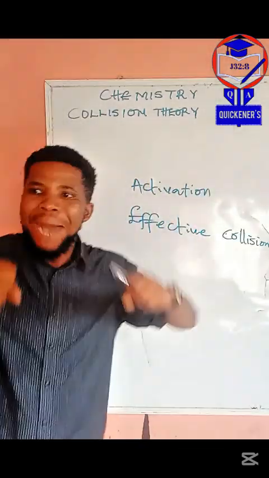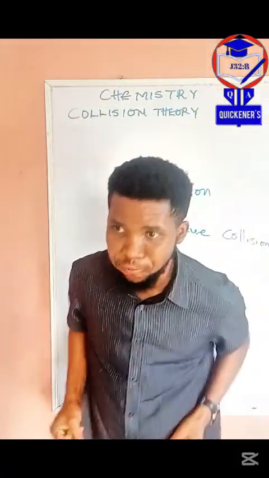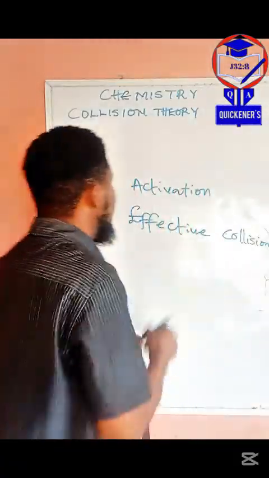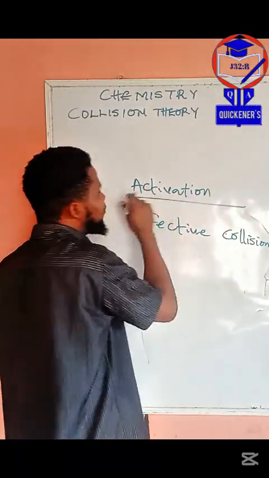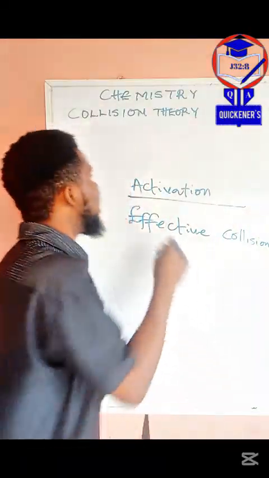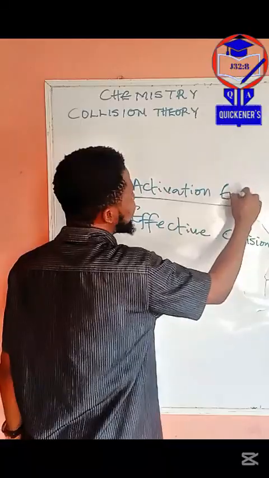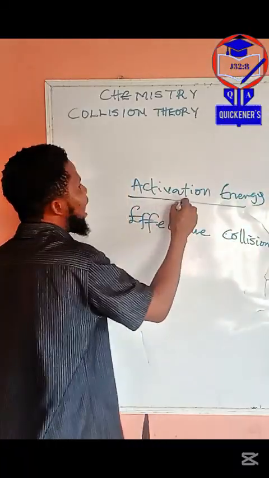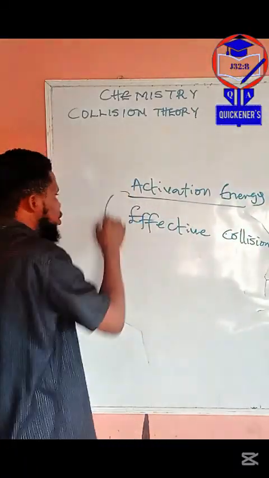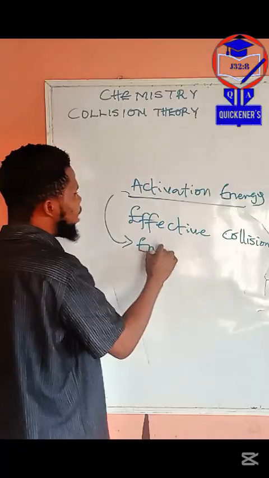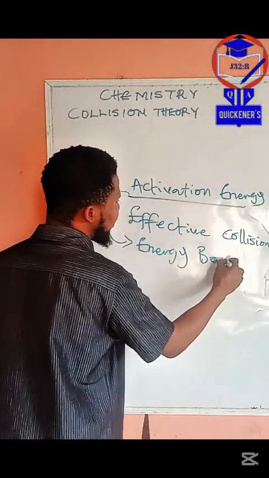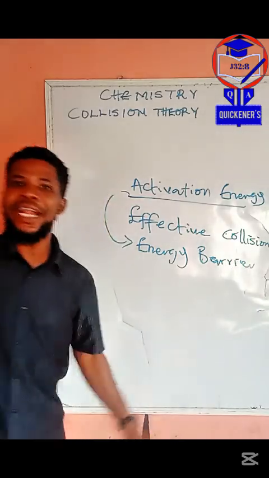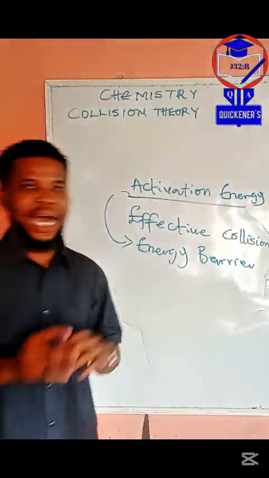So the energy barrier that must be overcome for a chemical reaction to occur is what we call activation energy. Take note: activation energy is also known as the energy barrier. So the energy barrier that must be overcome for a chemical reaction to occur is known as activation energy.